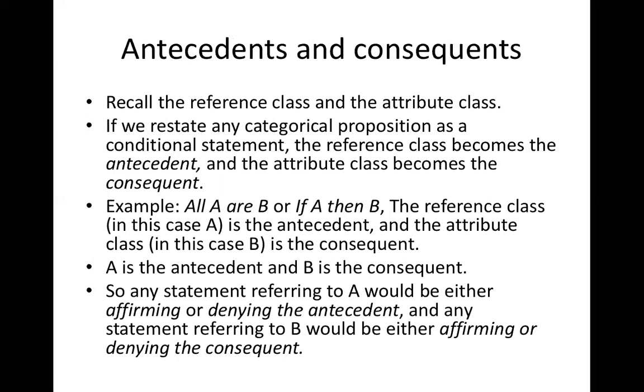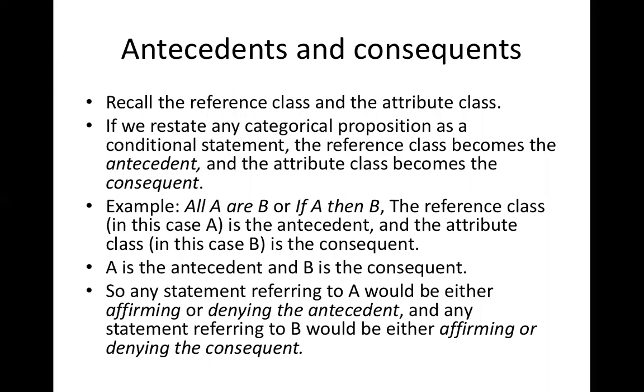Now let's make a distinction between antecedents and consequents. Now remember the reference class and the attribute class. We said the reference class is like the subject, the attribute class is like the predicate. If we restate any categorical proposition as a conditional statement, that is, if we convert an argument into its conditional form, the reference class becomes the antecedent, and the attribute class becomes the consequent.